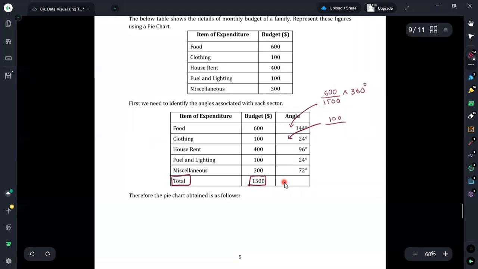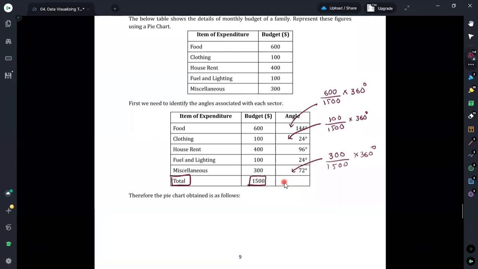Likewise, to calculate the angle for the sector of clothing, we can have 100 divided by 1500 multiplied by 360, where 100 is the amount allocated for the clothing category, and it has to be divided by the total 1500, then multiplied by 360. It is because we have to apportion these 360 degrees accordingly. If I take the last one, here we can take this as 300 divided by 1500 and multiplied by 360.